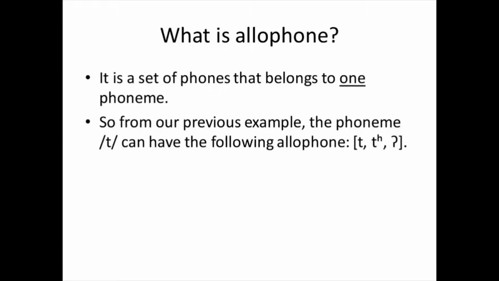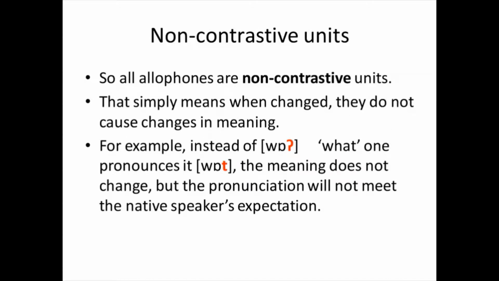So these are the concepts of phoneme, phones, and allophones. Now, we started talking about what we call contrastive units, and we said phonemes are contrastive units. Now, we have moved on to talk about phones. So now, what are non-contrastive units?